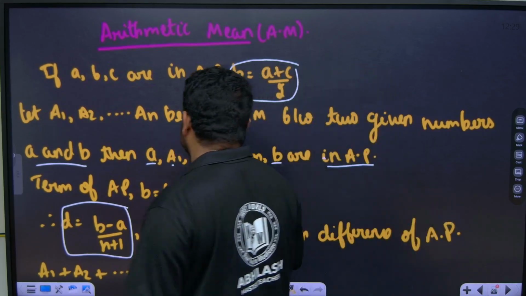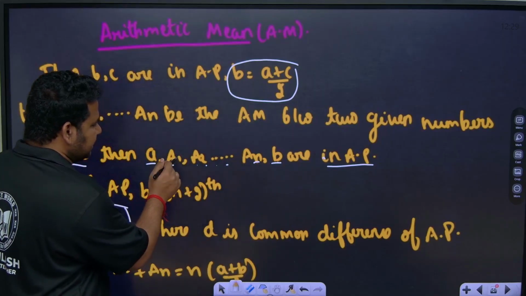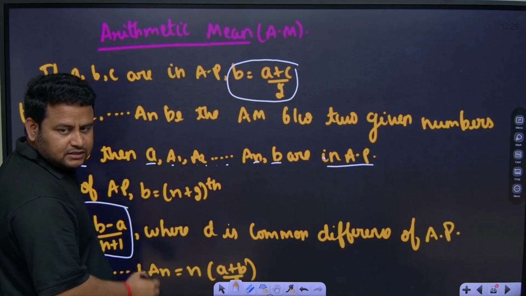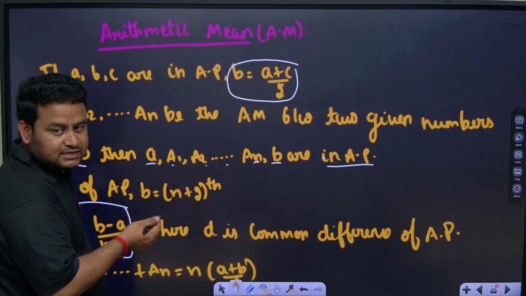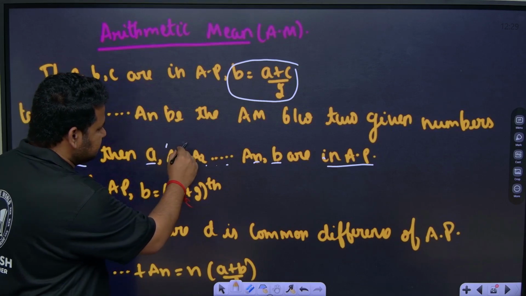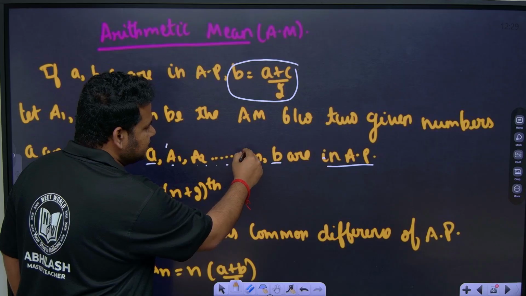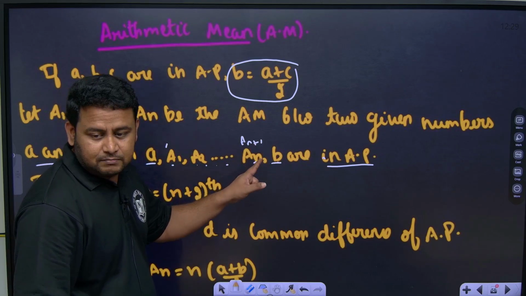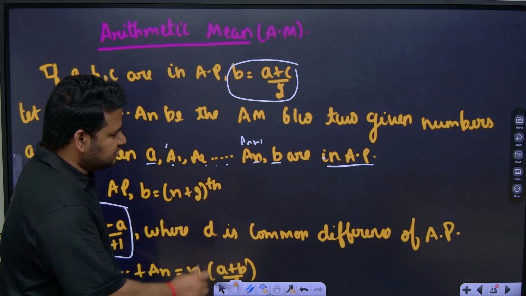Now one more thing you must understand. I have written here capital A1, but actually in the AP this is which term? Second term, that you should remember. This is the second term, this is the third. This is not An, this is actually An plus 1 in the AP.